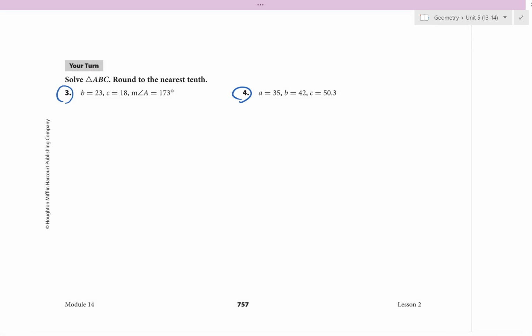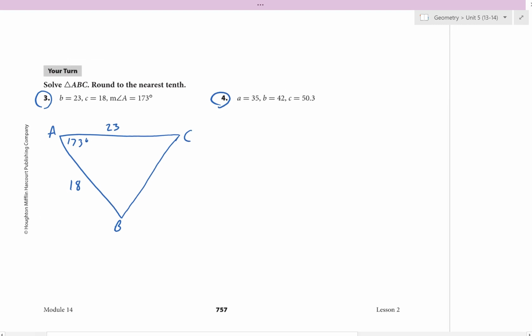And so we want to draw just any general triangle. We don't have to try to make it look accurate. Just any general triangle, and label it A, B, C. And side B is 23. Side C is 18. Angle A is 173 degrees. So obviously my drawing is not to scale because 173 is an obtuse angle, and I didn't draw it that way, but that's okay. So this is an SAS case, so we're going to use law of cosines.